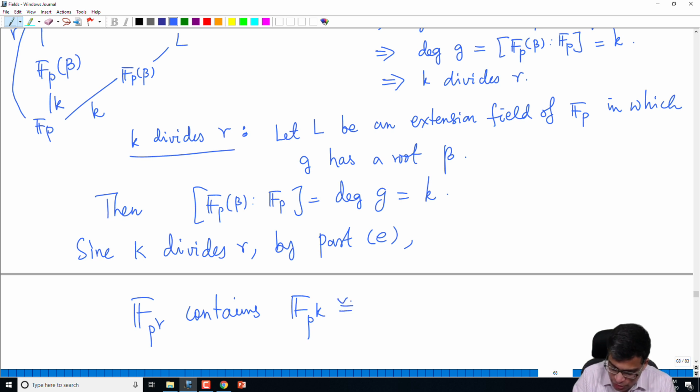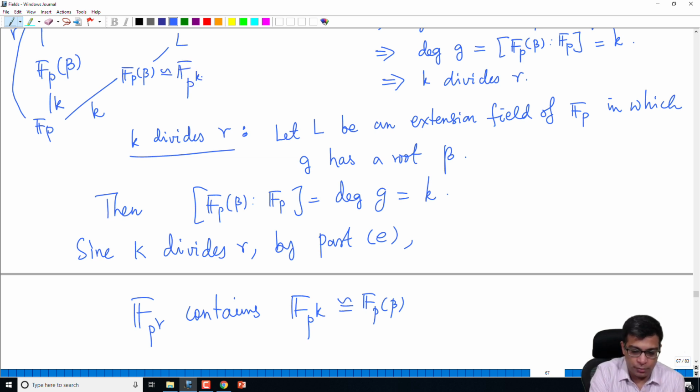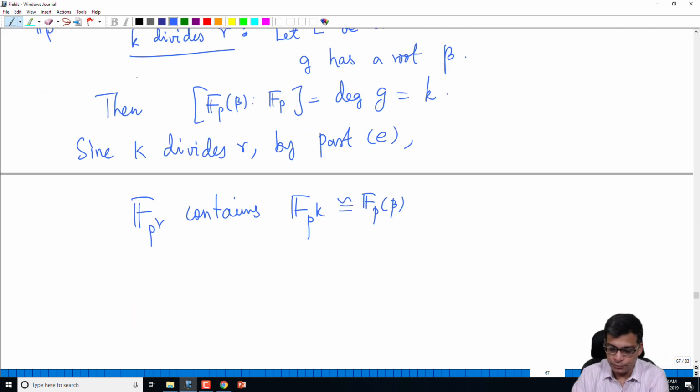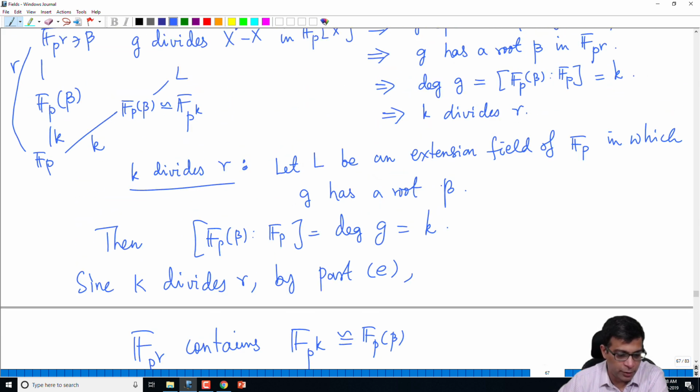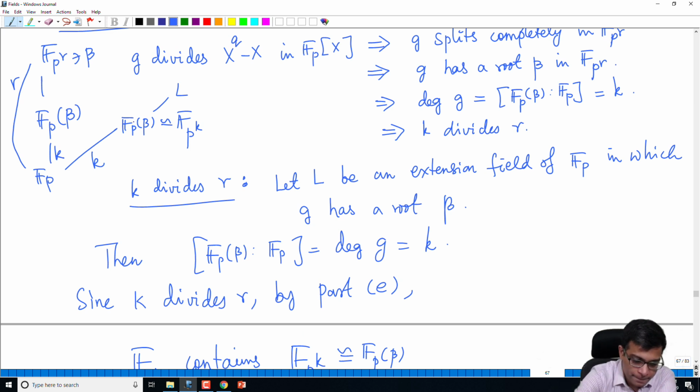So Fp power r contains Fp power k, which is actually isomorphic to Fp(beta), because Fp(beta) has degree k over Fp. That means this is Fp power k, right? Because this has p elements, this dimension is k, that means this has p power k elements. So there is an isomorphism here, this is contained in this. Loosely speaking, you can think of this as a subfield of this.